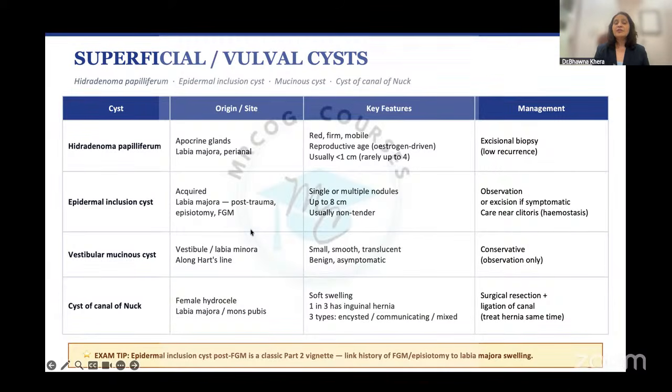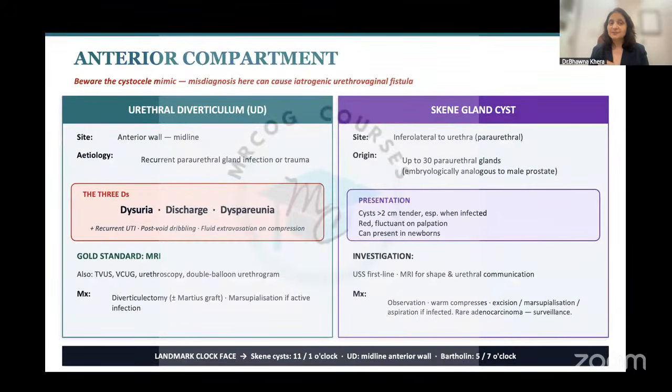Epidermal inclusion cyst post FGM is a classic part 2 vignette. Link the history of FGM or episiotomy to labia majora swelling. Very important for part 2 as well as part 3 students. Please do not forget to ask the history of FGM in these patients.